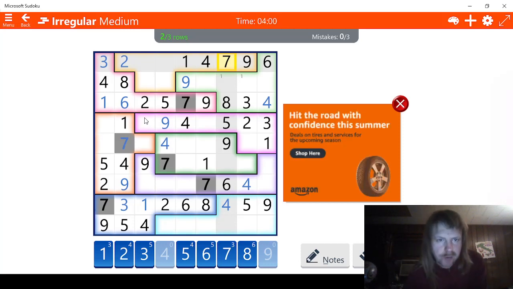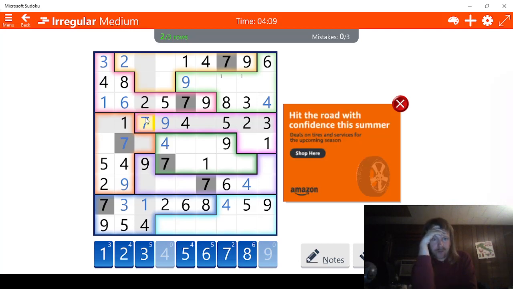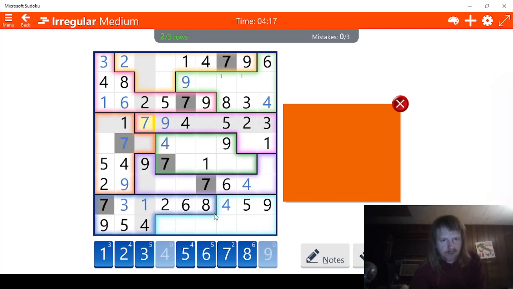Okay, for this one, these can't be 7. This can't be 7 either, and neither can this. So that means this has to be 7. Okay, let's find out where the rest of the 7s are and get this over with. Let's see. Okay, we have two possibilities for 7 here and two possibilities for 7 here. Okay, that's unfortunate. But I think we can still work around it.